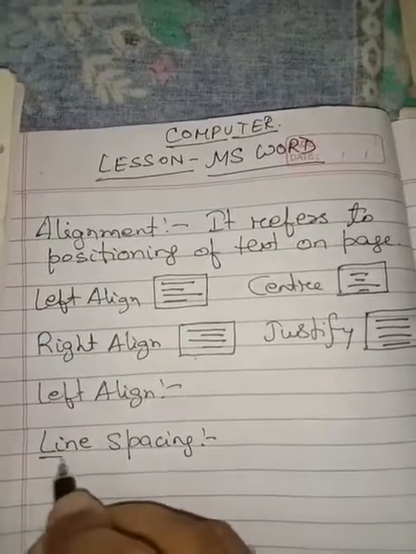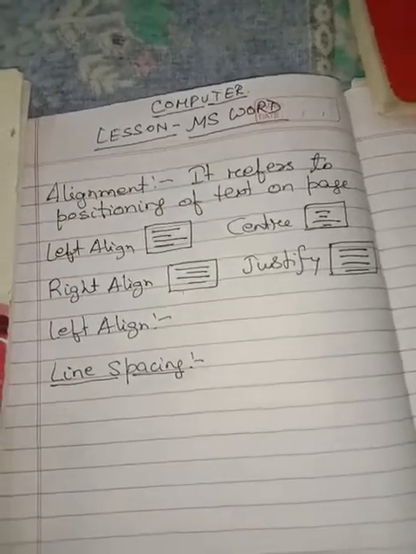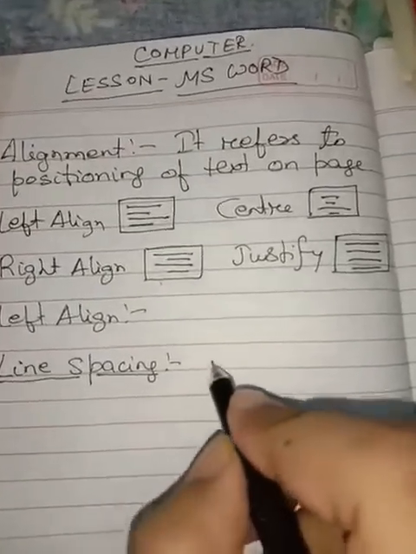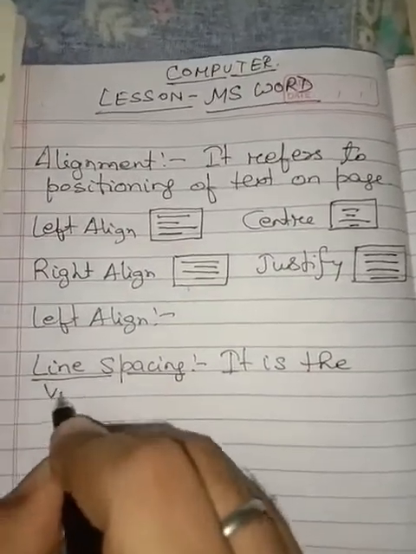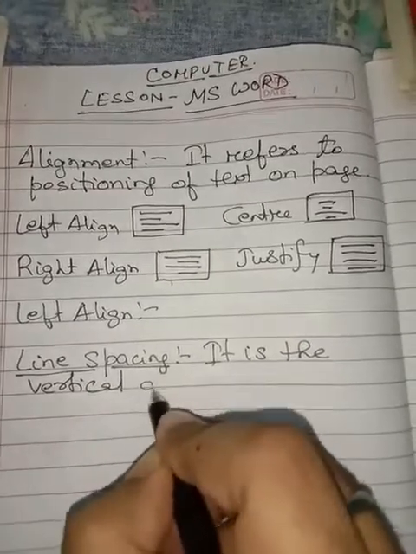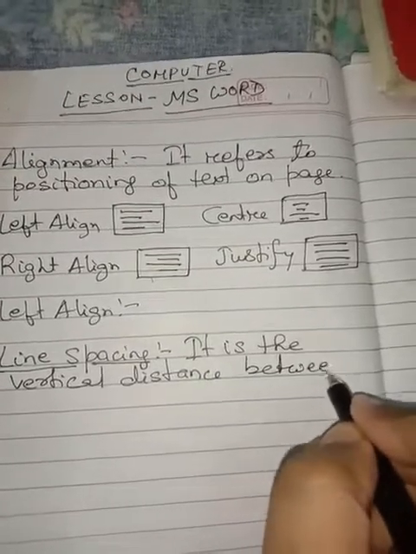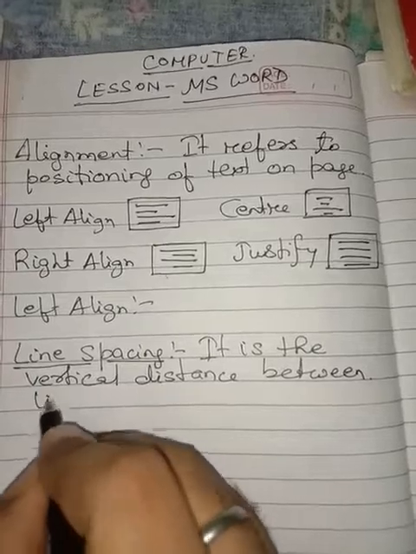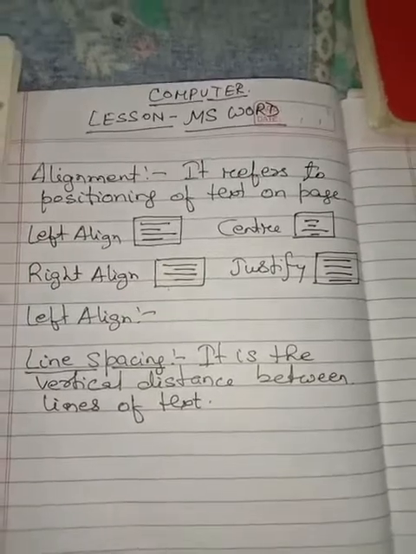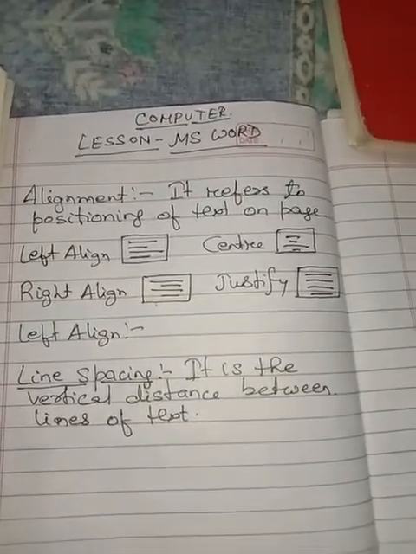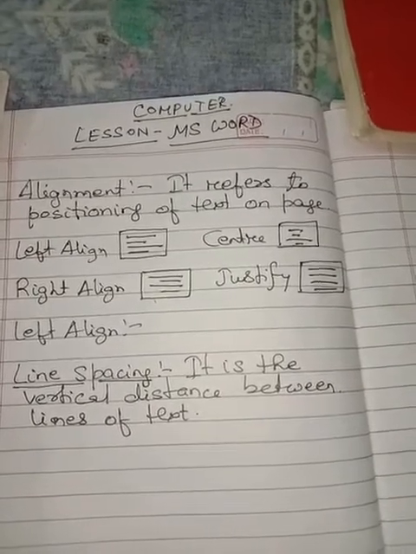Line spacing. The line spacing is the vertical distance between the lines of text. It is the vertical distance between the lines of text. So we have to follow the following steps to make the line spacing.